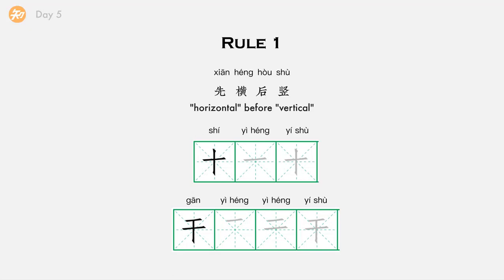Now, let's take a look at the second one. The second example is 干, which is a multiple meaning word, and the commonly used meaning is dry. To write this character, we write it in this way: 一横一横一竖.